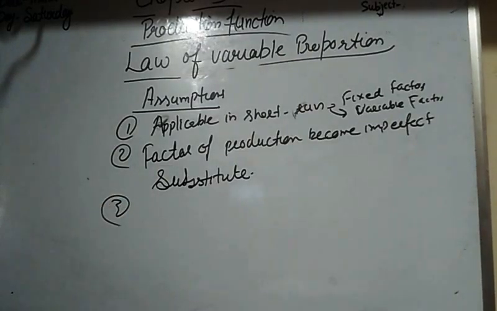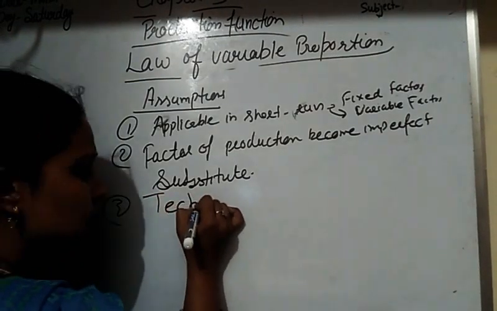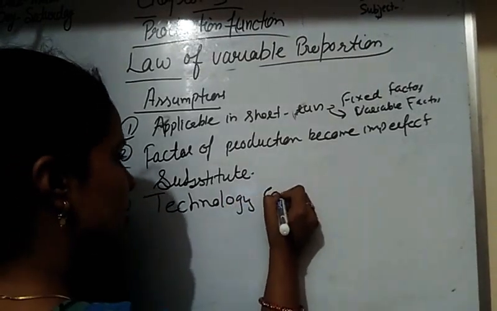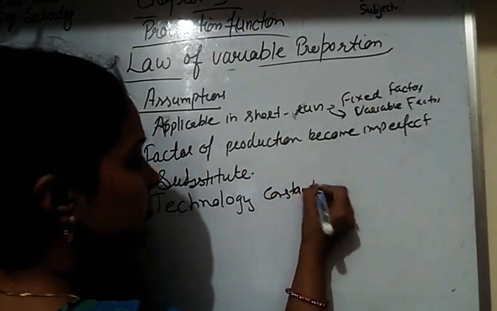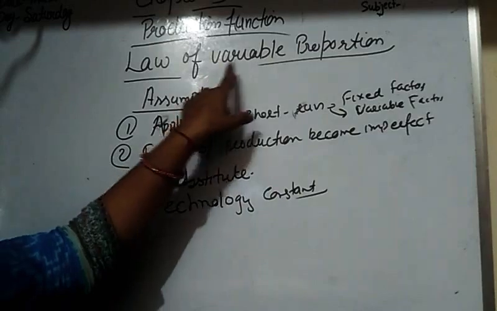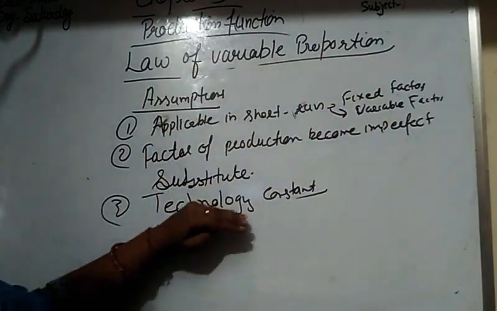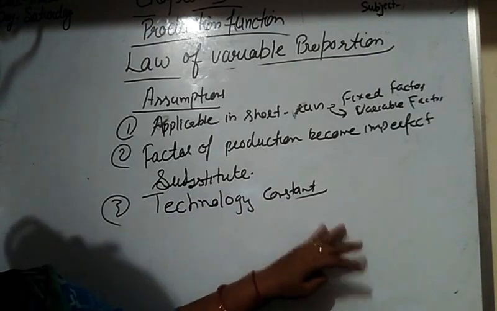Third, the state of technology is to be constant. The technology used for production is constant, because when technology changes, the law of variable proportion doesn't apply here. So when we apply this law, at that time technology must be constant.